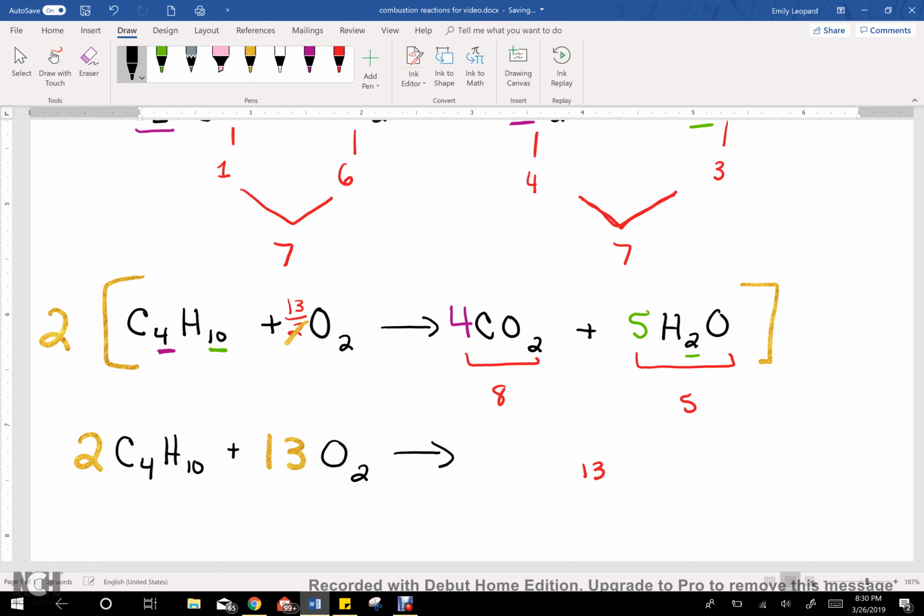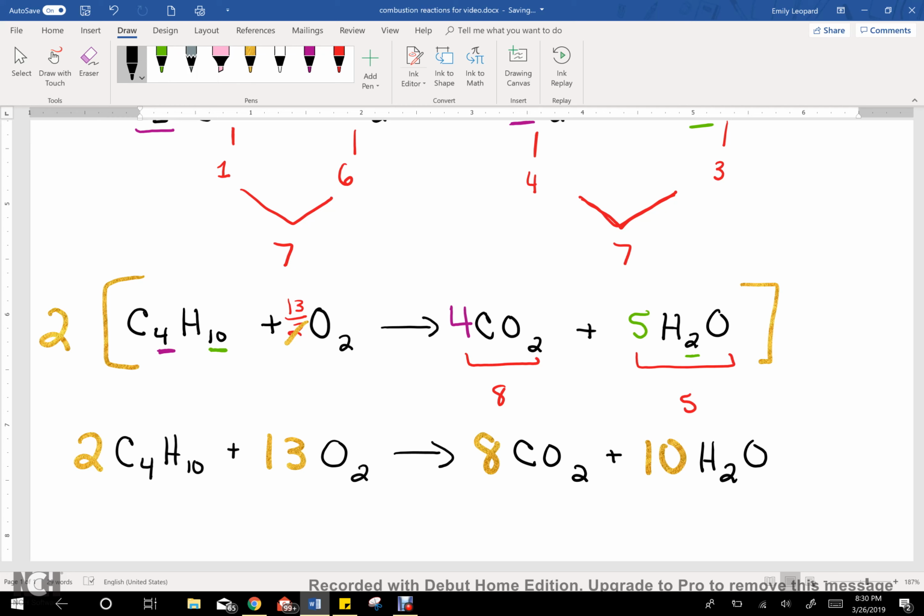And then on my right, I've got to take my 2 and multiply it by 4. That will result in me having 8 carbon dioxides. And then finally, 2 times 5 will give me 10 waters. And so this would be my final balanced equation.